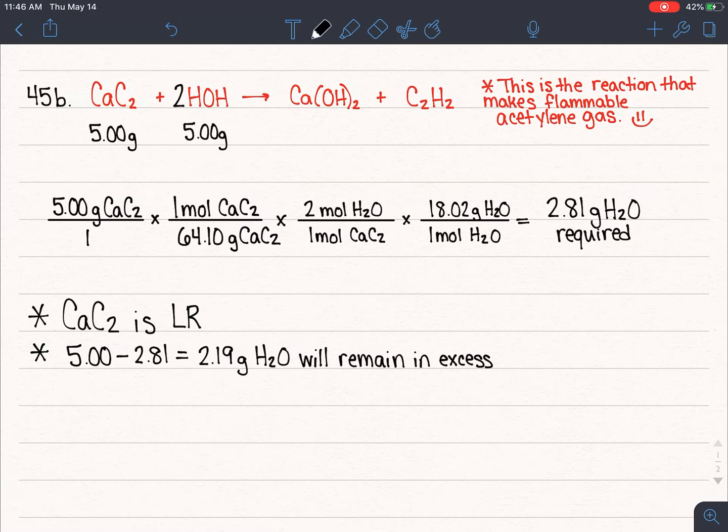So first, start by writing out the unbalanced equation. And this is actually a reaction that you have done in past labs. CaC2 is calcium carbide, and that was a black solid. And then you would place a few drops of water that would rapidly produce acetylene gas, so that C2H2 product on the right-hand side.